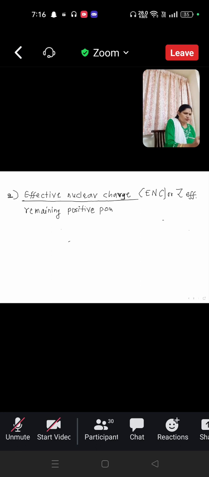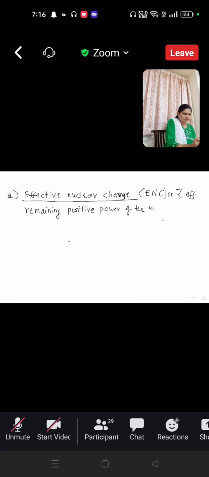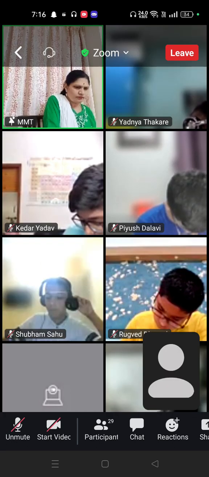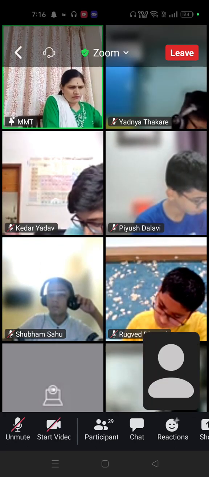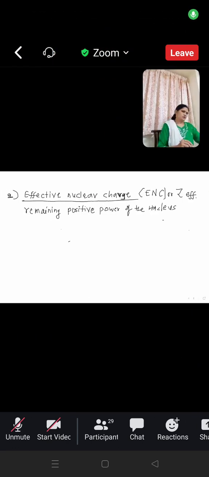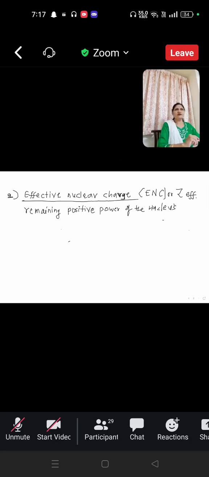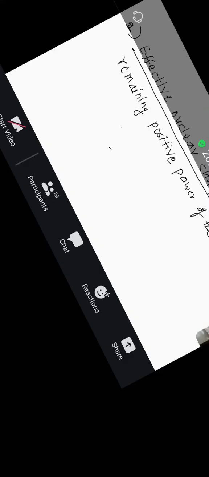Remaining positive power of the nucleus. Remaining positive power means the power of the protons, no? Yeah, I am going to explain that. So first you write the definition. Effective nuclear charge is defined as remaining positive power of the nucleus. Now what is the remaining positive power of the nucleus? That I will explain to you.